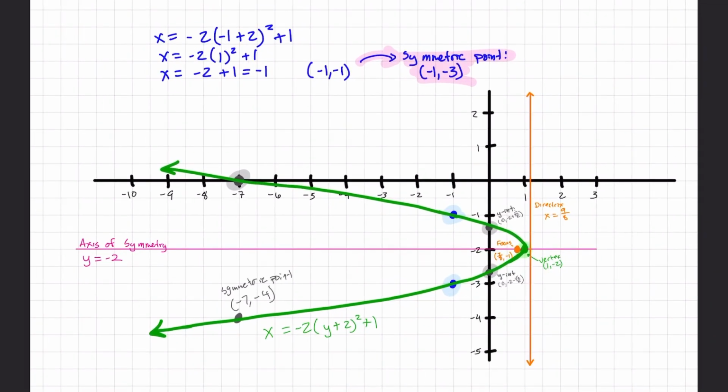There's our parabola graphed. When you graph, you need to have your vertex, your focus, your directrix, your axis of symmetry, your y-intercepts, any of your x-intercepts, and then with these functions you can have symmetric points. And then it's good to probably include maybe one extra dot or so that way you can get a good graph. So there you have it.